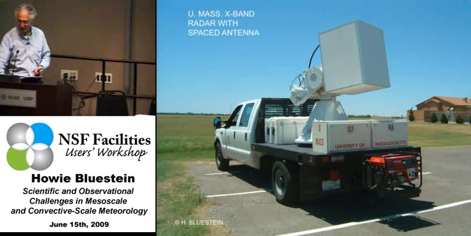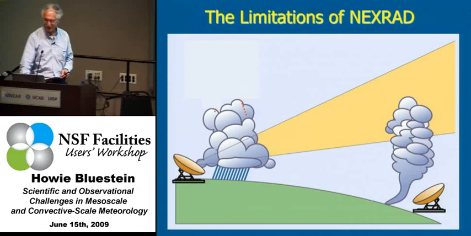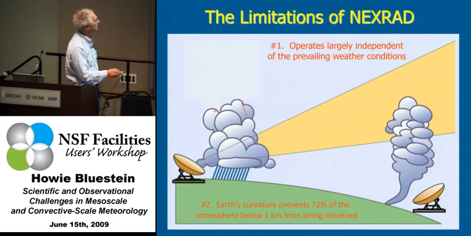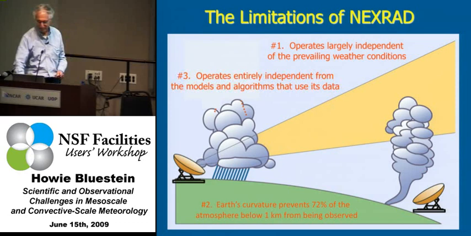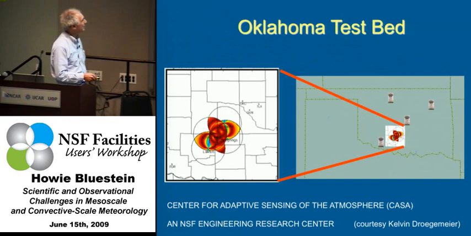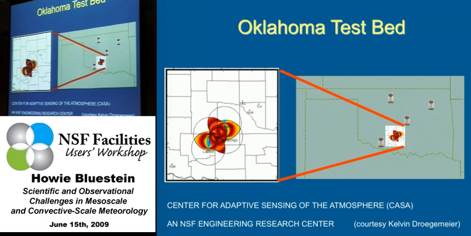There's the current operational radar system, the NEXRAD network. And because of Earth's curvature, as you get relatively far out, you don't see what's happening in the boundary layer. So we consider CASA, the Center for Adaptive Sensing of the Atmosphere. This is an engineering research center project in which there are low-powered radars spaced rather close to each other. So instead of having a network of widely spaced, really powerful radars, you have a small network of low-powered radars. And the advantage of this type of system is that all the radars can see in the boundary layer.